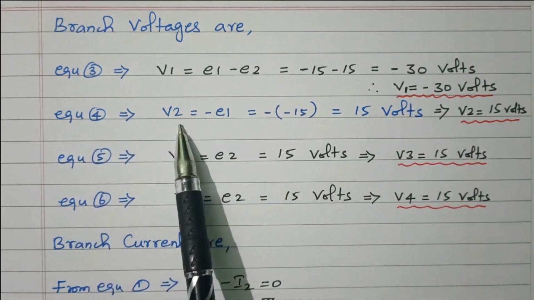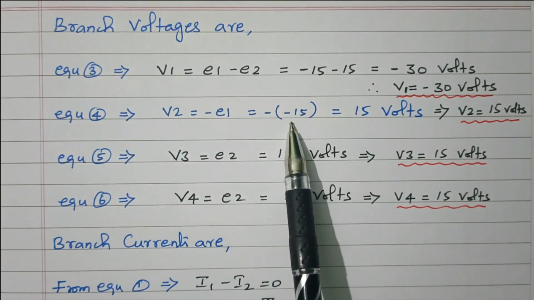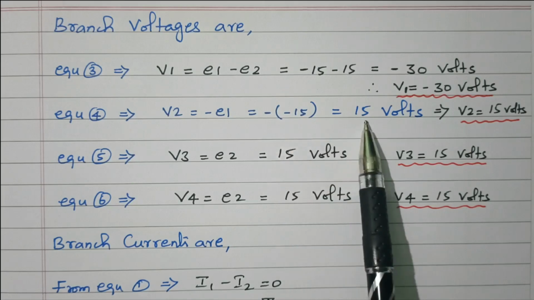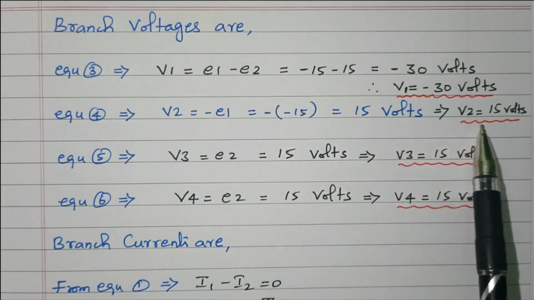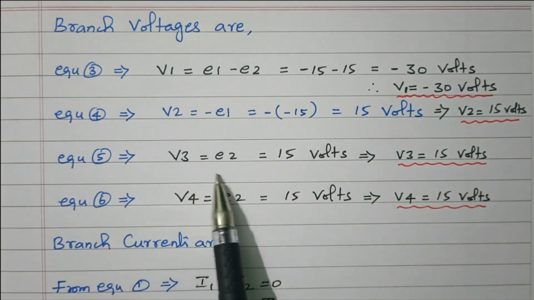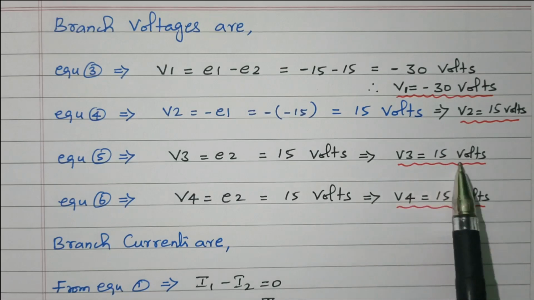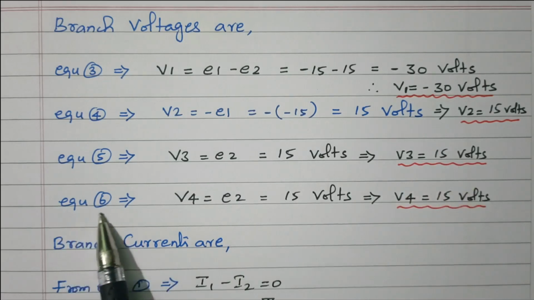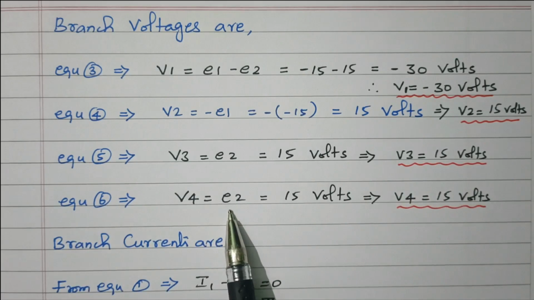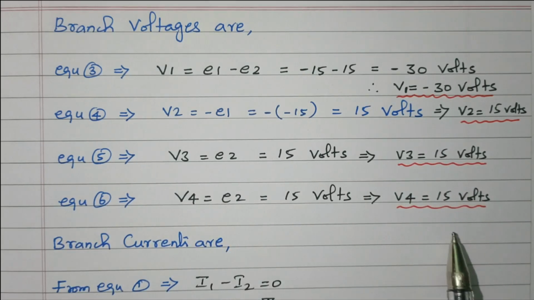From equation 4, V2 equal to minus E1. Minus of E1 is minus 15. Minus of minus 15 becomes plus 15. V2 equal to 15 volts. From equation 5, V3 equal to E2. E2 value is 15 volts. So V3 equal to 15 volts. From equation 6, V4 equal to E2. E2 is 15 volts. So V4 equal to 15 volts.